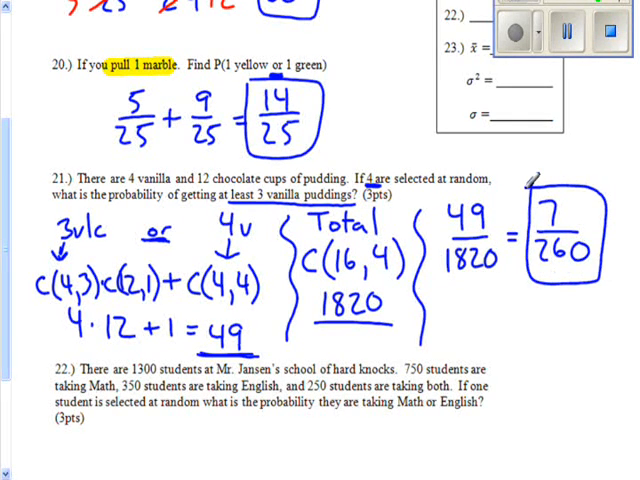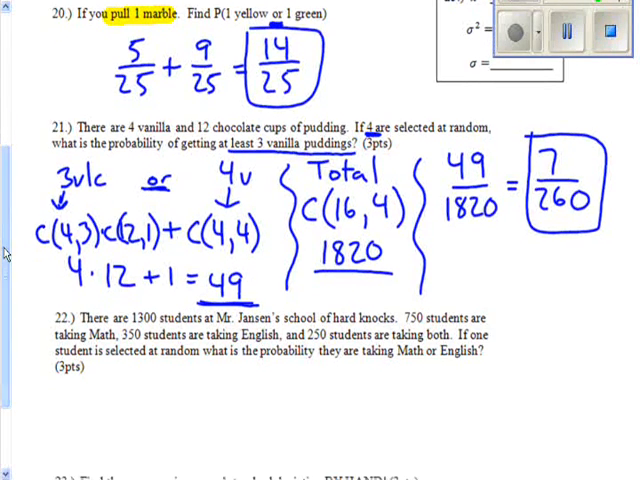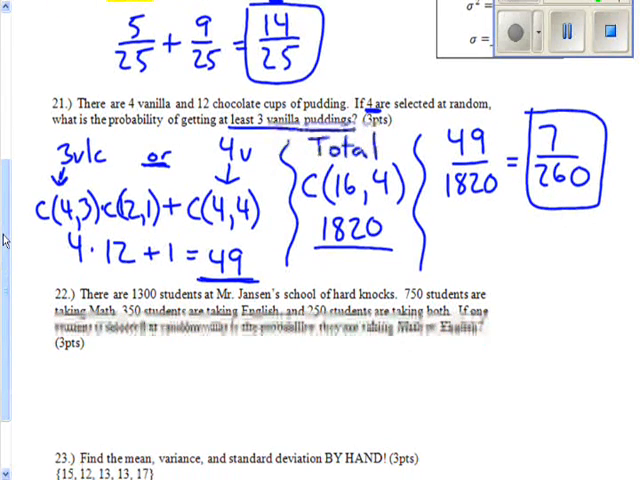And that's it. Okay, but again, when it's a complex probability, we have to set a combination up for each situation that's happening. Follow our implied ands and ors, and then put it over the total.